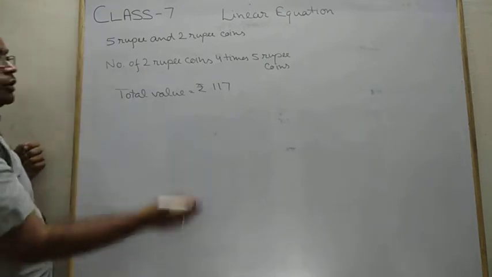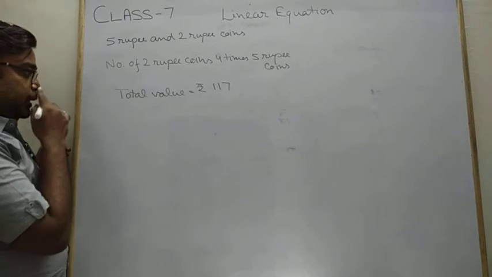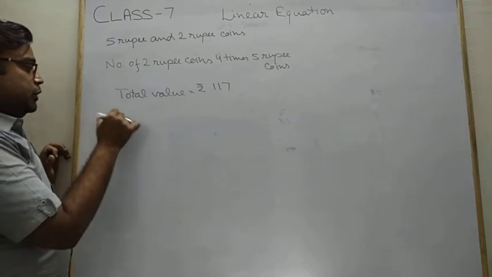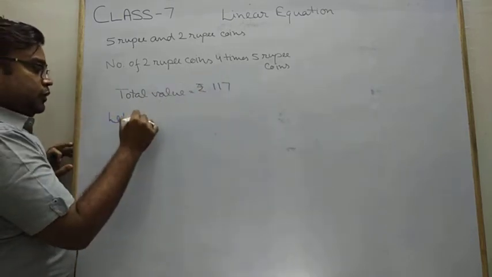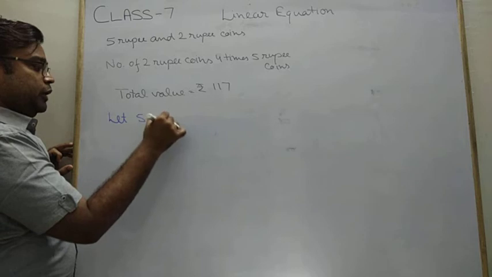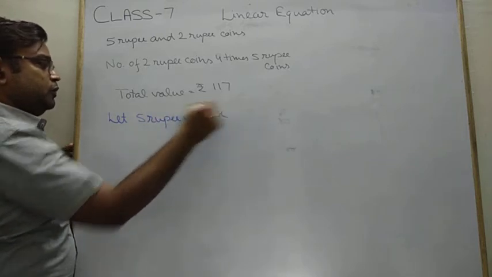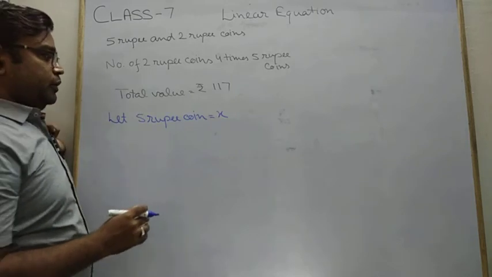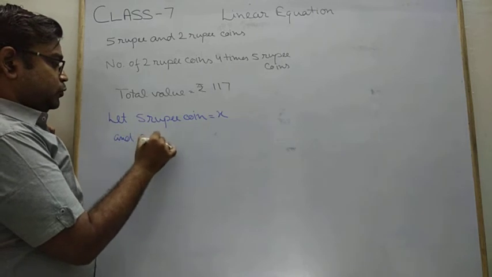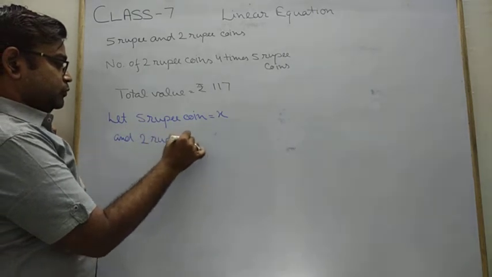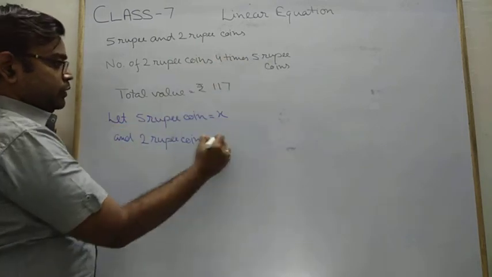You must write down all the things that I am writing in the last question and this question on the board. Then, it is given that we must suppose, let the smaller number, the 5 rupee coins, equal x. Clear? And the 2 rupee coins equal 4 times the 5 rupee coins, 4x.